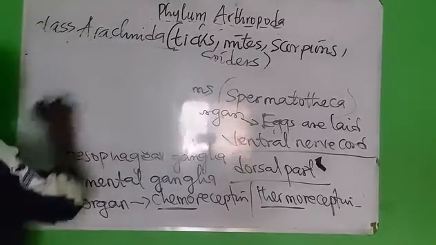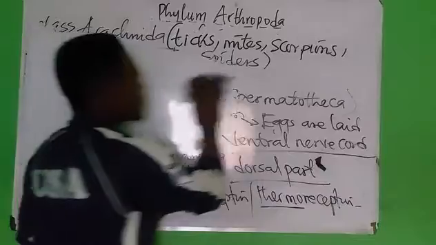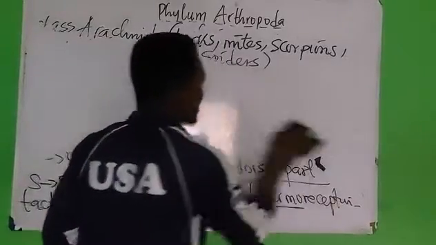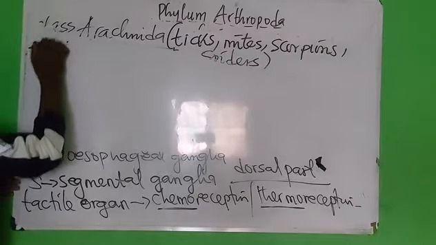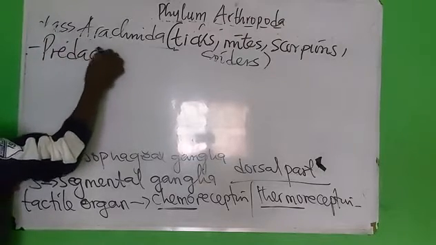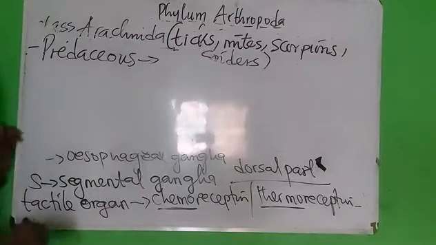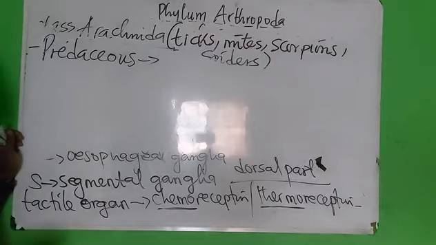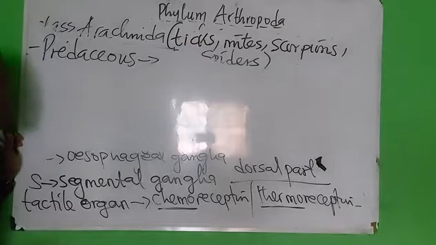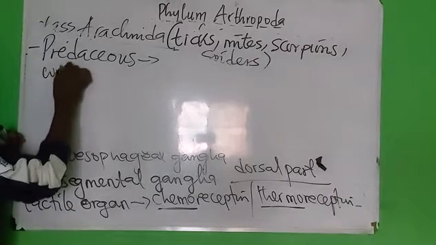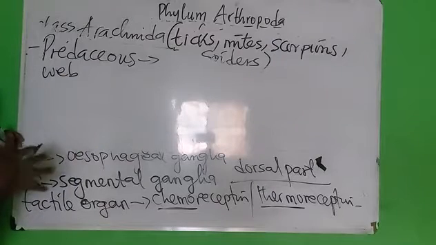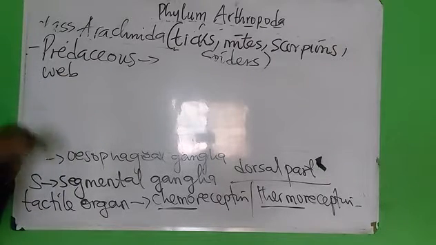Okay, so in terms of nutrition, yes, these organisms are predaceous. All right. In other words, I can say they are insectivores or carnivores, or they are predators. Now, they feed on insects caught in the web. Take note that these spiders are sometimes found in their own web, awaiting insects that are caught in it so that they can start feeding on it.